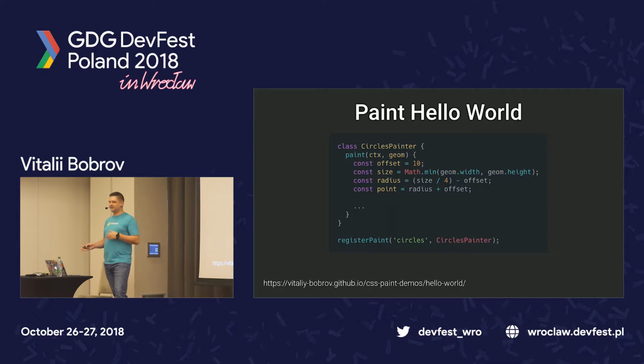How does a Hello World Paint worklet look? We have a class, in this case CirclesPainter, and we have a paint method that accepts context and geometry. Then we access the widths and heights of the element from the geometry object and draw some circles. Later on, we register our paint called circles and pass the name of our class.